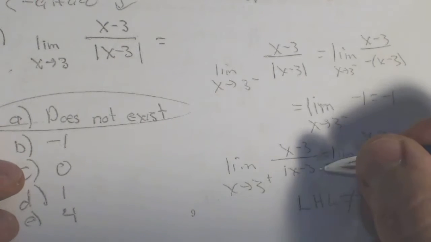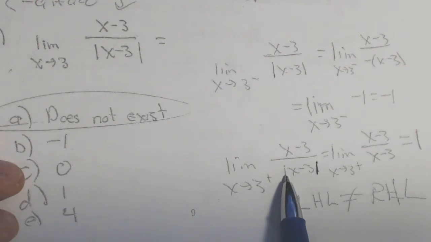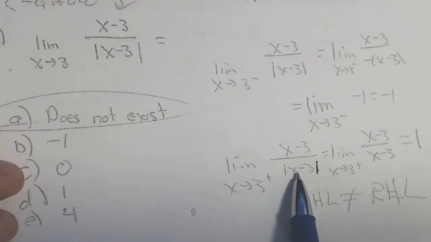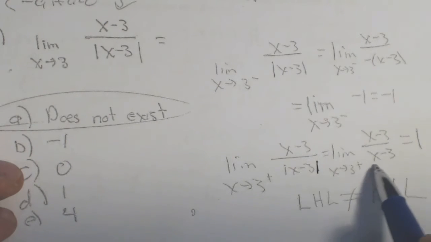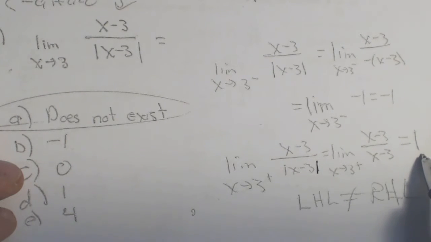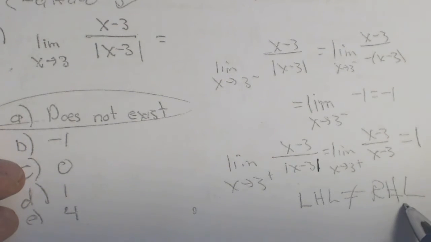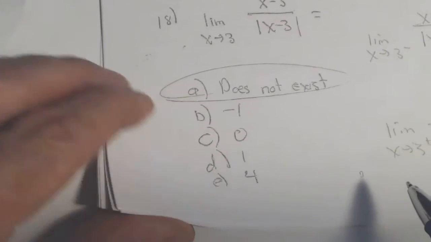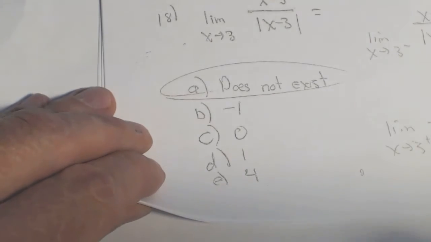the absolute value of x minus 3, take a number like 4. 4 minus 3 is positive. So this is a positive quantity when you come in from the right. I can replace absolute value of x minus 3 with plain old x minus 3, and now I get 1 when I cancel. The left and right hand limits are different. As a result, the overall limit does not exist.